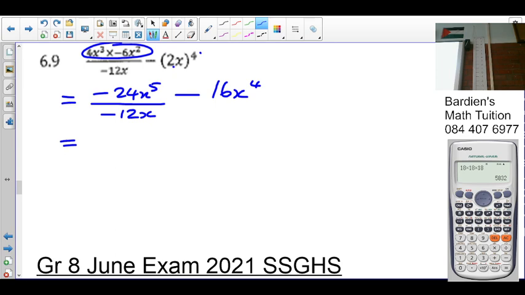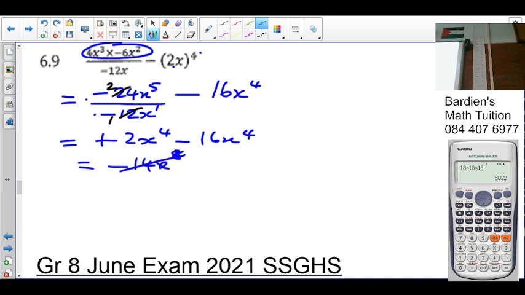People? What's negative divided by negative? Positive. 12 into 12 once, 12 into 24, 2 times. It's 2x. 5 minus 1 is 4. Minus 16x4. What's 2 minus 16? Negative 14. Negative 14x^4, yes.